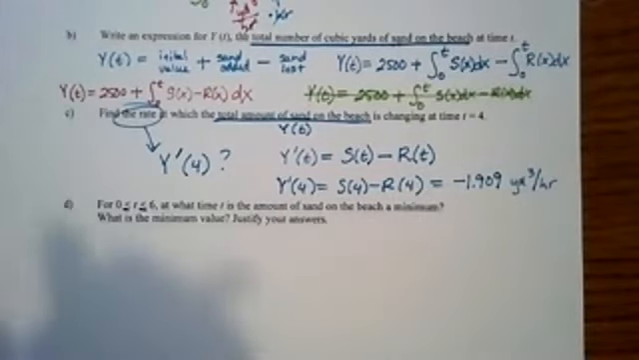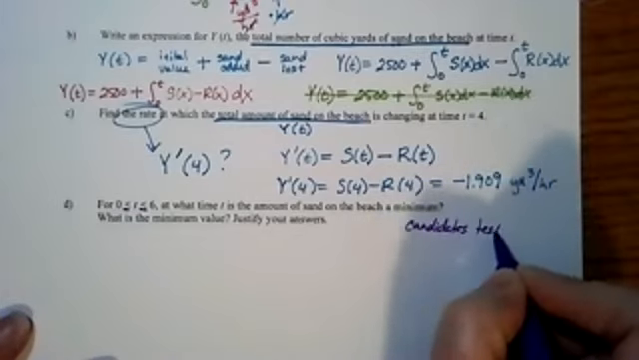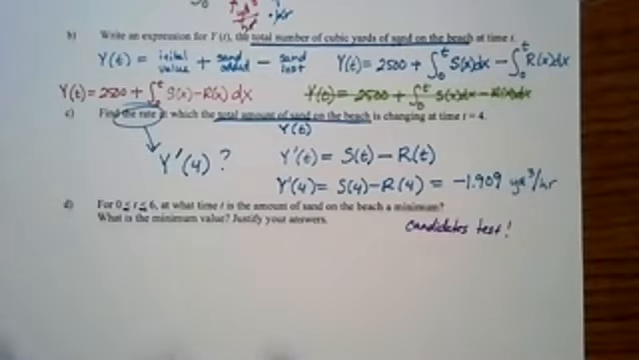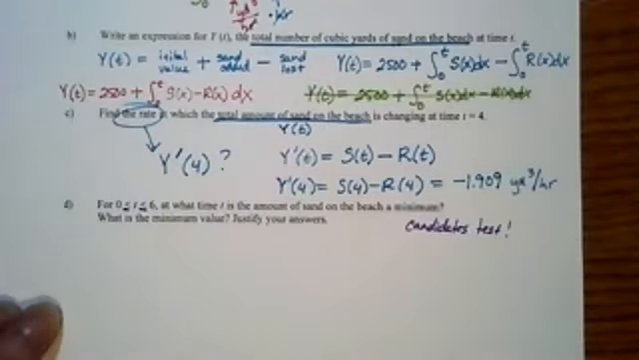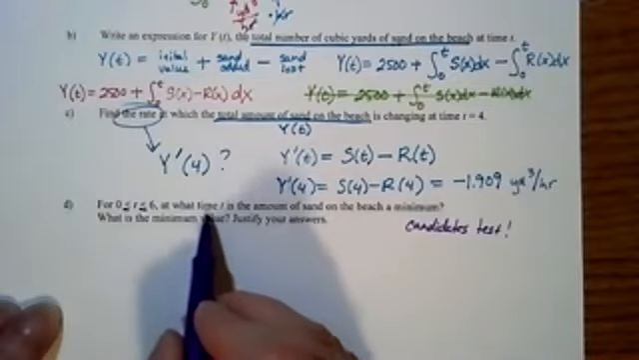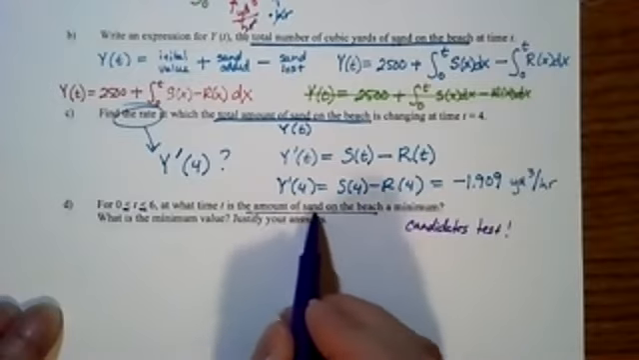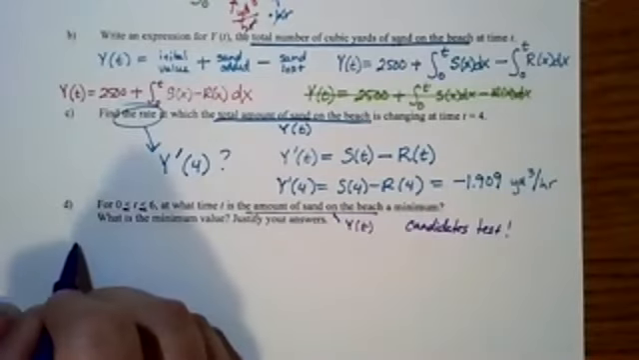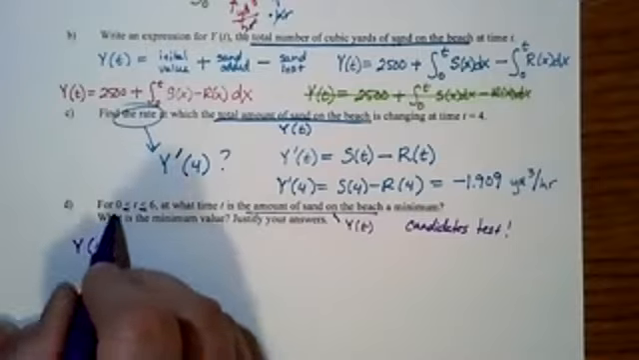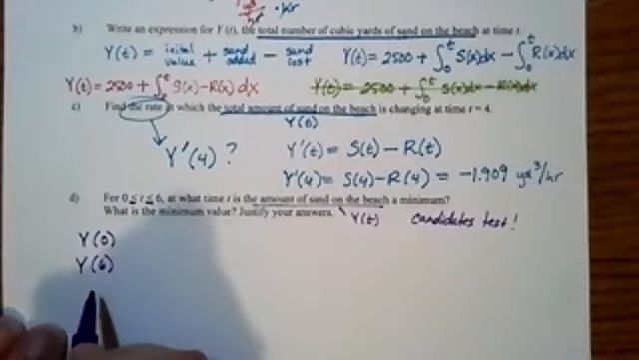How do we find a minimum? We're going to use the candidates test here. Our candidates for the minimum value occur when time is at an endpoint. So let's make sure we use 0 and 6. But for what function? What function are we trying to minimize? Read it again. At what time t is the amount of sand on the beach a minimum? So our function is the function for the amount of sand on the beach. Again, that's y of t. So we are going to need to figure out what y at 0 is for our first candidate endpoint, also what y at 6 is, and then any critical numbers that we get.